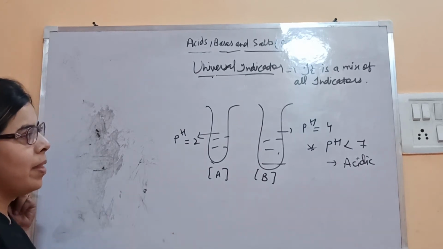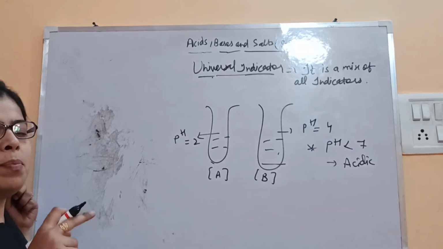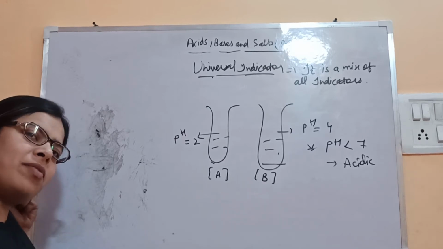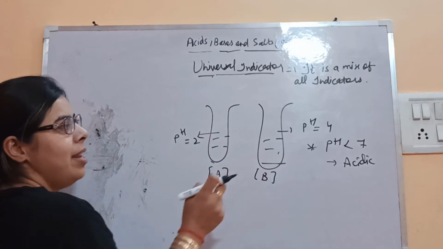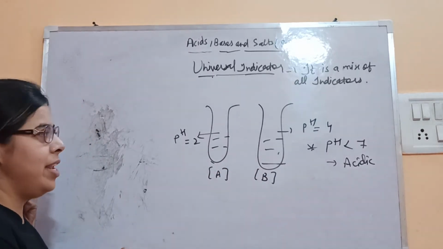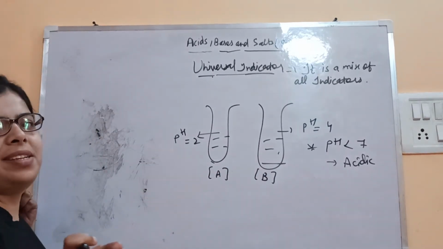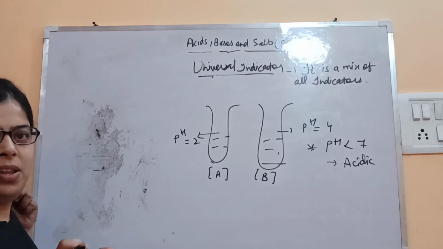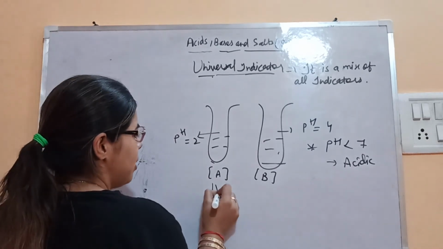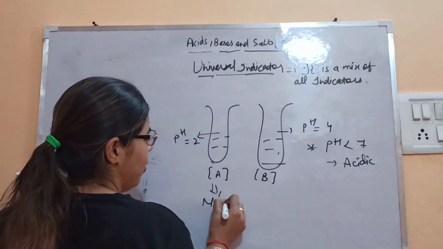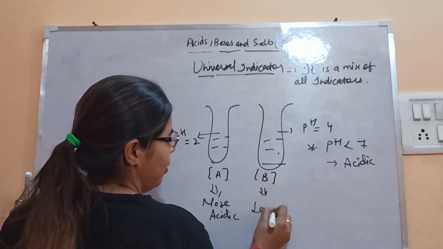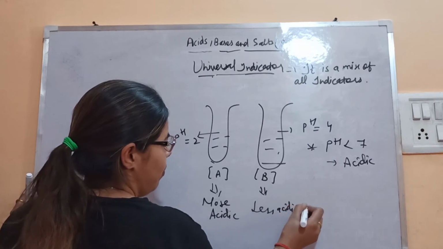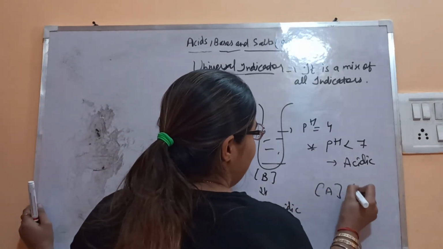So just find it out. We said more the pH, lesser the number of H plus ions. Yes, so it means this is less acidic in nature. So lesser the pH, more acidic the nature. It's inversely proportional. Okay, so A is more acidic and this is less acidic. Fine, so A is more acidic than B.